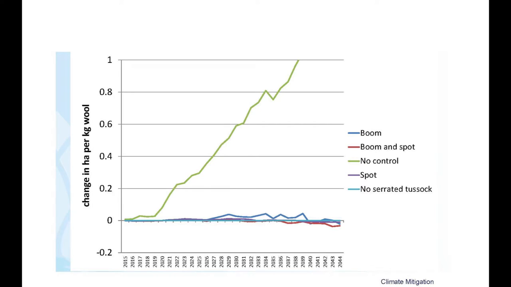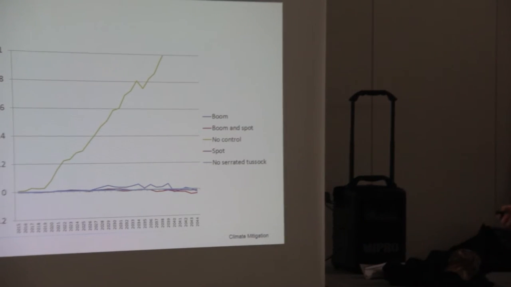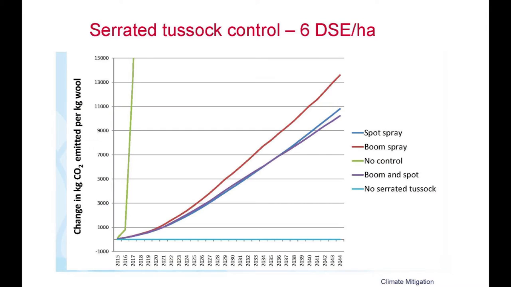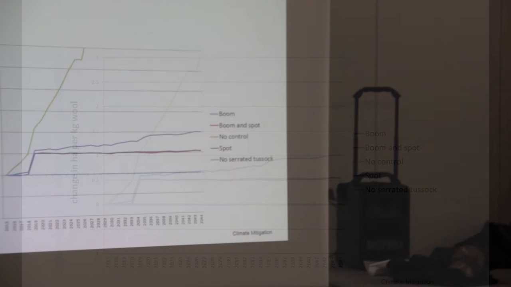And then if you look at land use, once again, no control just goes through the roof, and there really isn't much difference between these guys down here. If we do it with 6 DSE, suddenly the dynamics are changing. I mean, look at this. I can't even remember where the no control ended. But suddenly there's a greater difference between the no serrated tussock and then that. And I can't tell you what's driving that difference.